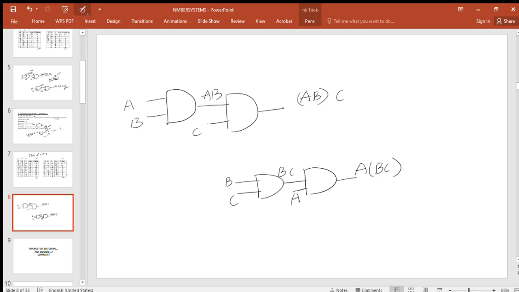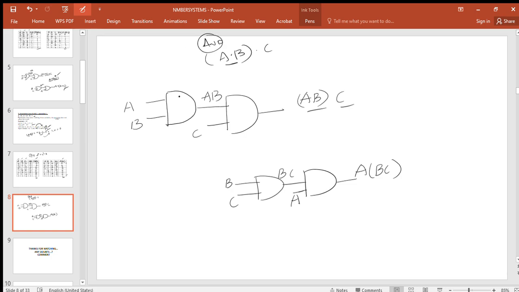And here also you observe the logic gates for this. A into B, (A into B) into C. A and B are the two inputs. The dot is nothing but the AND operation, so we can represent this with the AND symbol. Then this AB is again multiplied with C, so I use another AND gate. So that is (AB) into C. And another equation is A into (BC). B and C are the two inputs, and I apply this AND gate. This result is multiplied again with A, so I again draw this with an AND gate. So the final output will be the same.